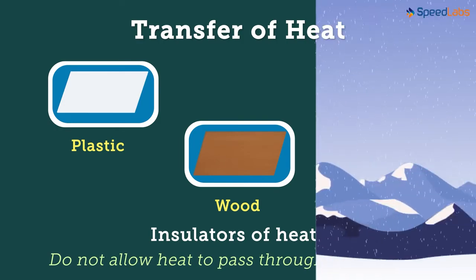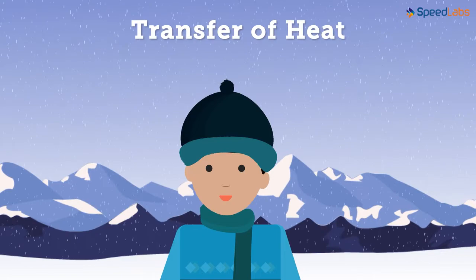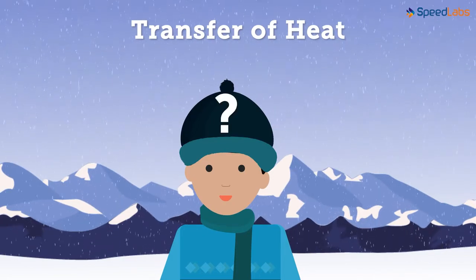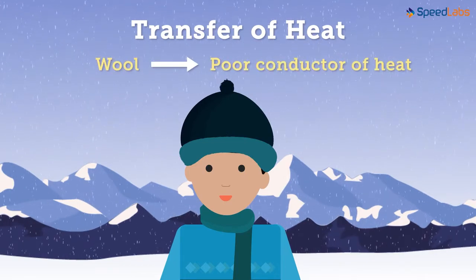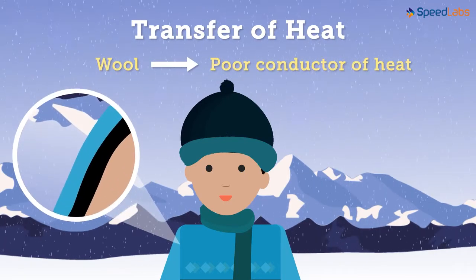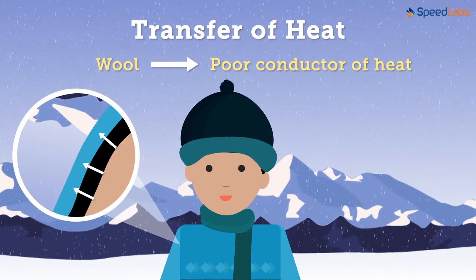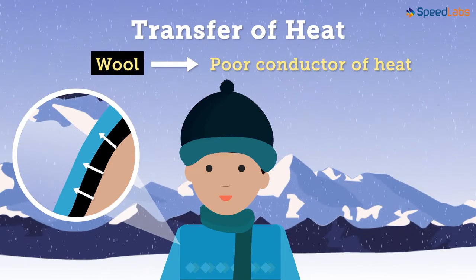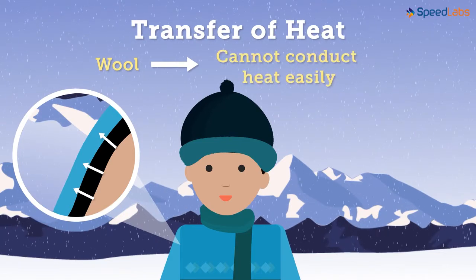Have you ever wondered why we prefer woolen clothes in winter? Yes, they keep us warm. But how do woolen clothes help us feel warm? That's because wool is a poor conductor of heat. The air trapped inside the wool prevents the flow of heat from our body, and as a result, we feel warm. In this case, the wool prevents the transfer of heat to keep our body warm. It means the wool cannot conduct heat easily.